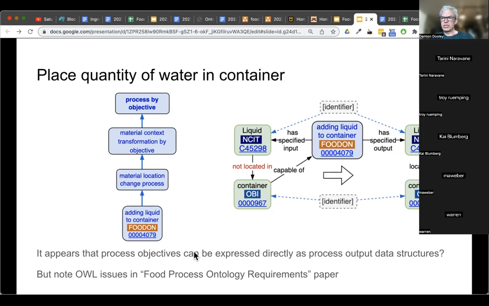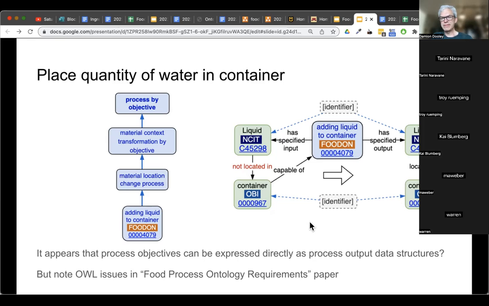And that means that we could probably actually just say at a class level, adding liquid to container has specified some output liquid, and it's located in the container. So the objective is actually stated as the output material in its knowledge graph context.